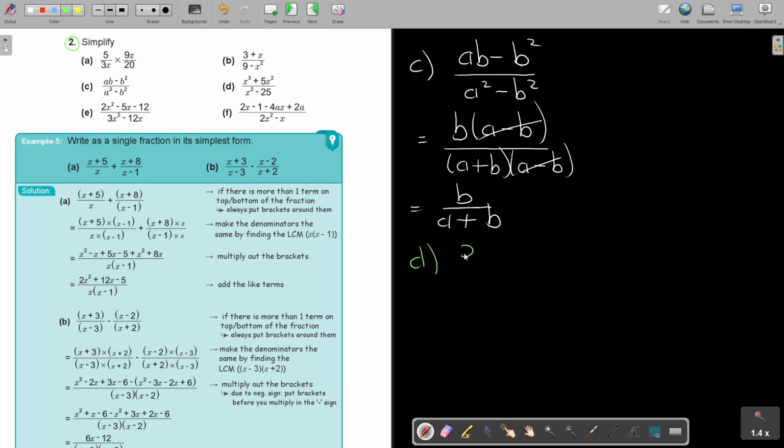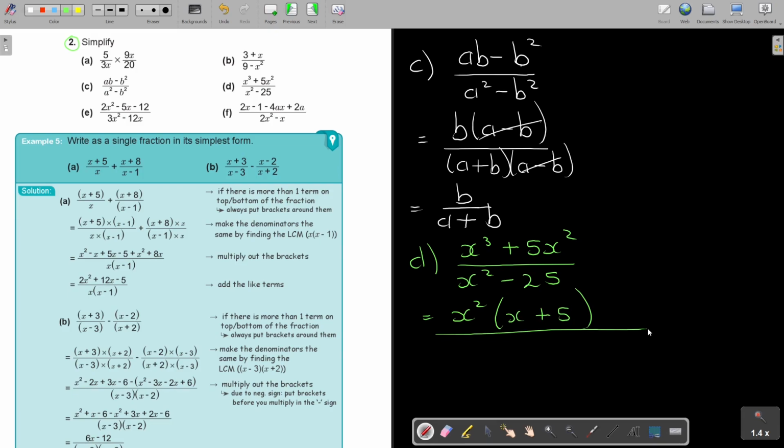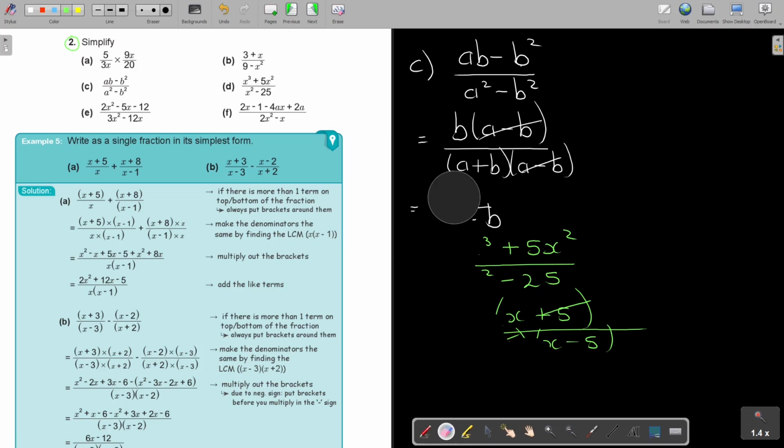This is going to be x to the power of 3 plus 5x squared, over x squared minus 25. Okay, so this is going to be x squared. I also take out the common factor. Then it's x plus 5. Difference, it's almost the same. And then it's difference between 2 squares. And this cancels, and it's going to be x squared over x minus 5. You can put it in brackets or you can leave the bracket, doesn't matter. Okay, let's go to number E.